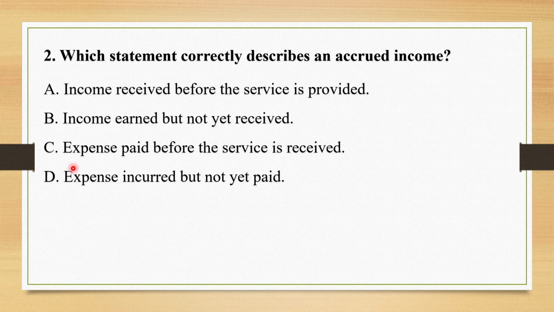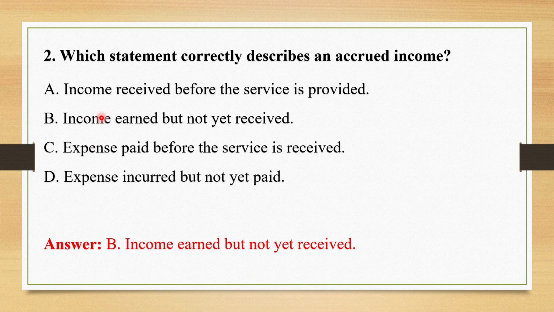The next question, which statement correctly describes the accrued income? Do you remember the accrued income? We have A, income received before the service is provided. B, income earned but not yet received. C, the expense paid before the service is received. D, expense incurred but not yet paid. What do you guess? The answer is income earned but not yet received. It's what we have seen as the accrued income.